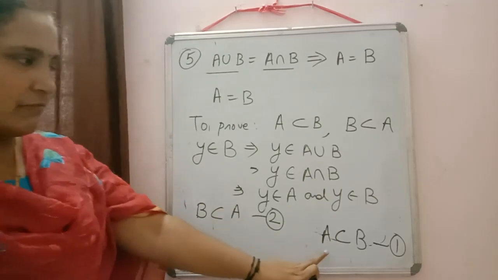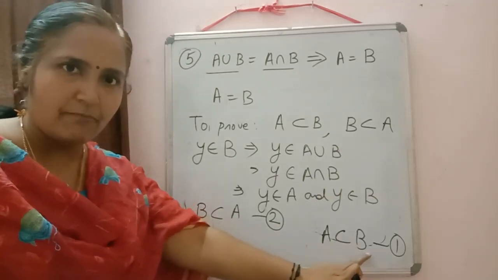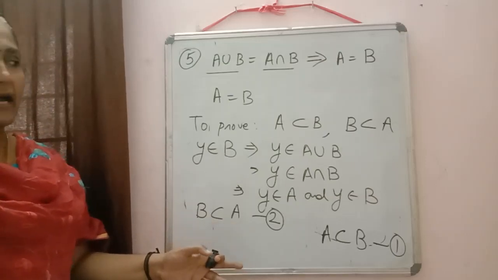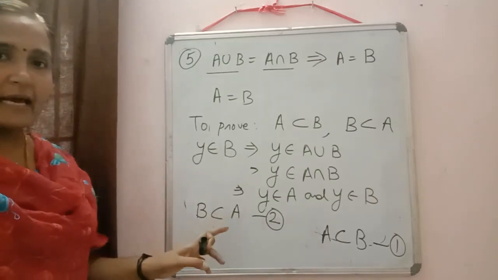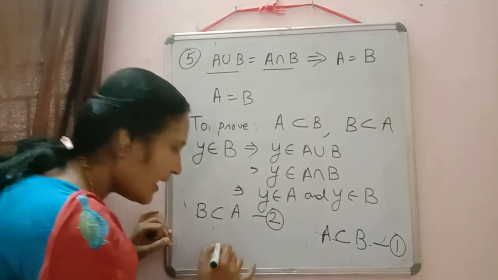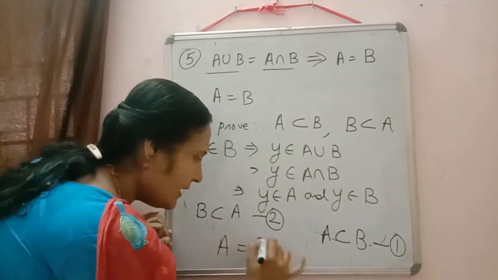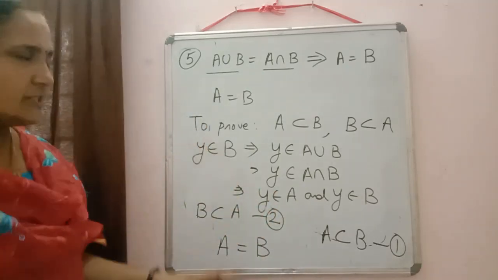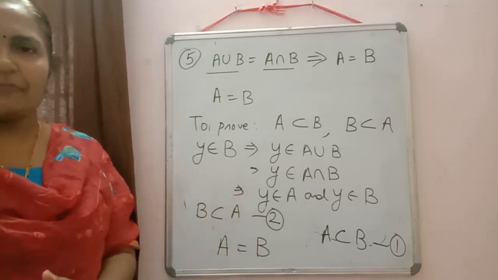So in the first one we proved A is a subset of B. And in the second one we proved B is a subset of A. So if we are getting these two, then what we can say from these two? Yes, the two sets are equal. A equal to B. So these type of question requires a lot of practice.